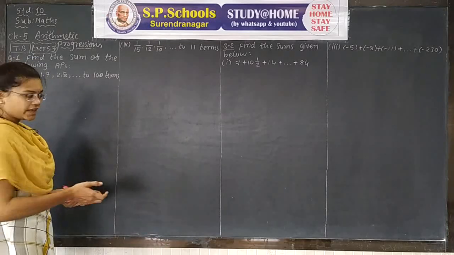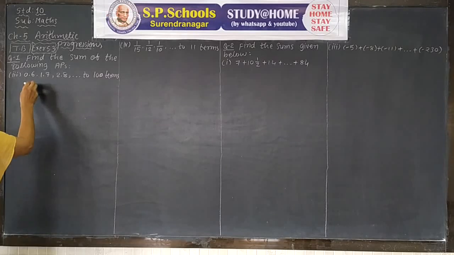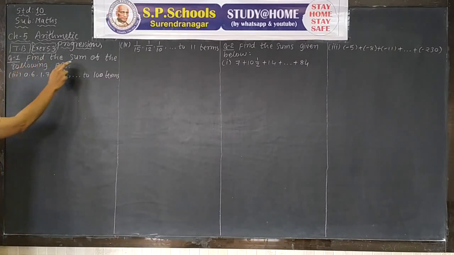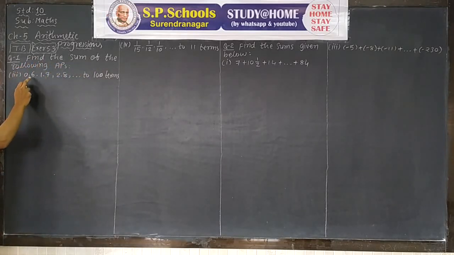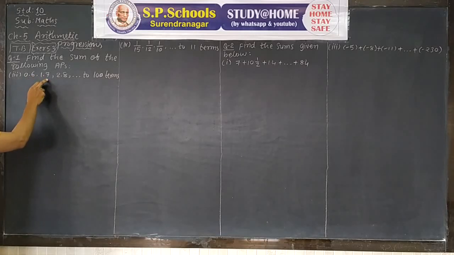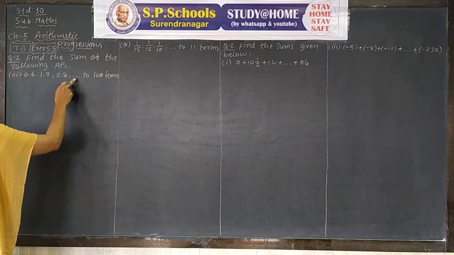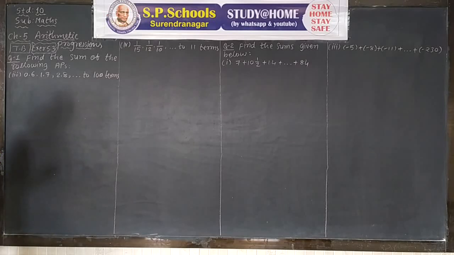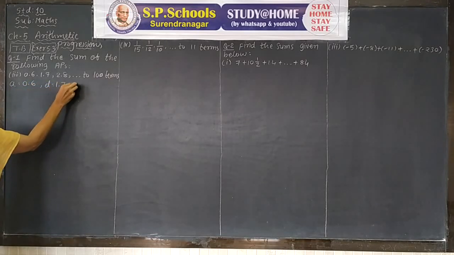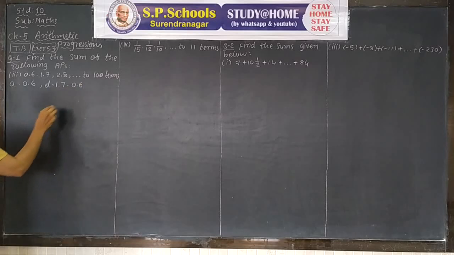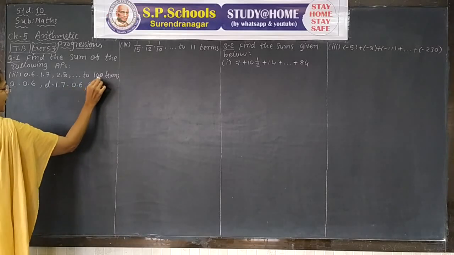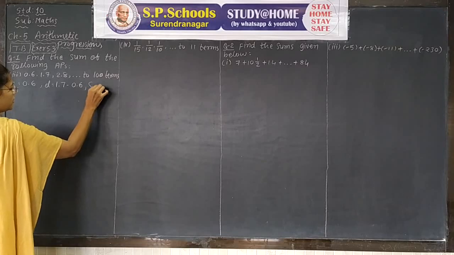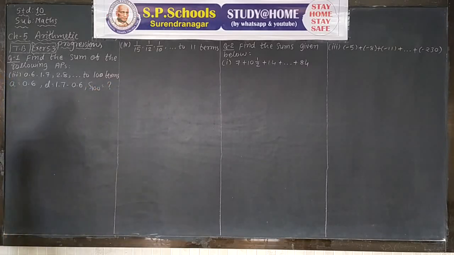Solve the first and second as you do the third and fourth. First of all, the given: find the sum of the following APs. The AP is given as 0.6, 1.7, 2.8 up to 100 terms. We need to find the sum of the first 100 terms. First write the first term a is equal to 0.6. Common difference d is 1.7 minus 0.6. And here n is 100, the sum of the first 100 terms.